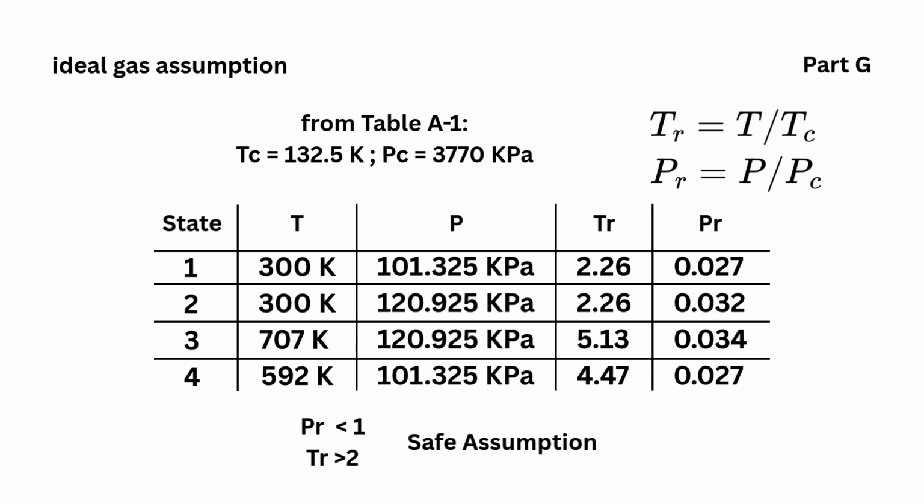Now, we have to check if the assumption we made in the beginning, that air is an ideal gas, is an accurate assumption. To check that, we go to our table A1, where we get our critical temperature and critical pressure values. We compare those with our calculated temperature and pressure values by dividing temperature over critical temperature and pressure over critical pressure to give us reduced temperature and pressure. Now when we make our table of reduced temperature and reduced pressure values, we see that our reduced pressure values are generally quite less than 1, and our reduced temperature values are generally greater than 2. This means our assumption of the air being an ideal gas is a safe assumption.